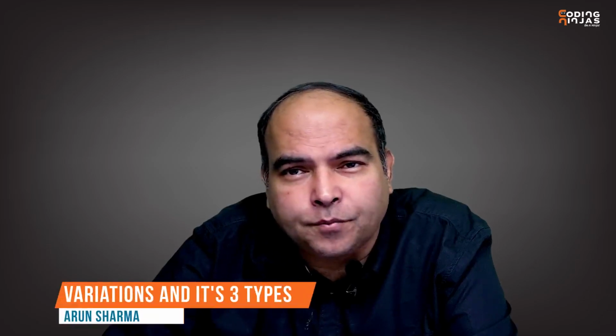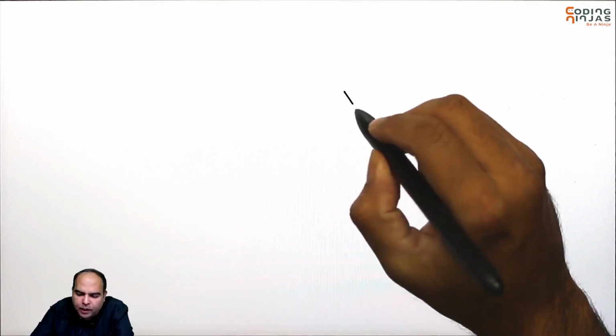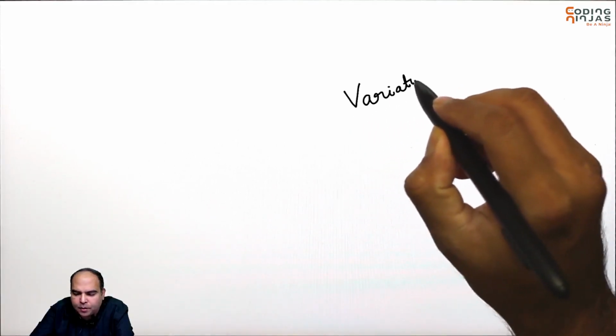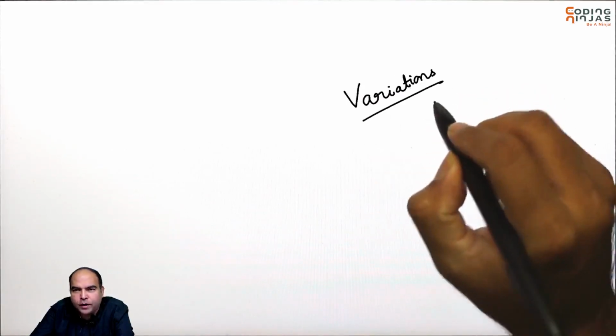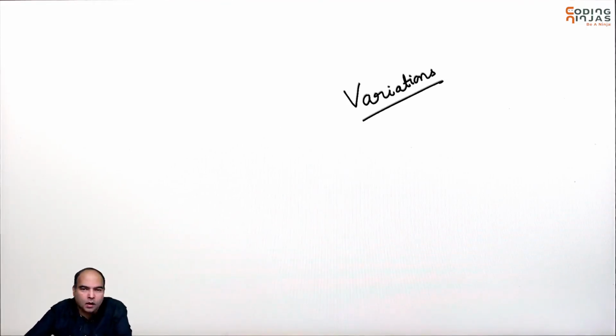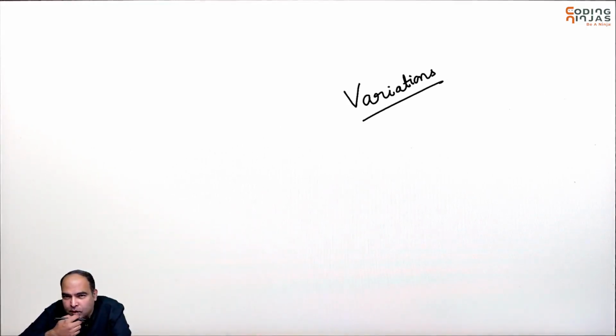Hi guys, welcome back to another lesson on aptitude, and in this lesson we are discussing the critical concept of variations as an extension to the ratio proportion chapter, which we have already seen some lessons on in the previous videos of this chapter.